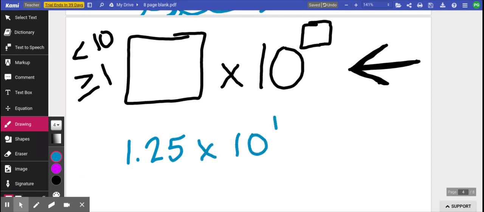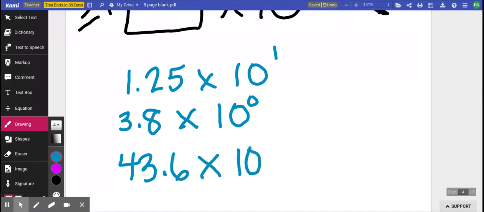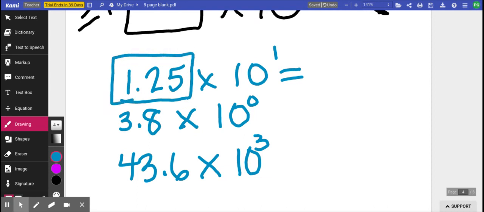(1.25 times 10 to the 1). 3.8 times 10 to the 0. 43.6 times 10 cubed. Let's look at these. This one, we're good. We've got our leading number that's less than 10, greater than or equal to 1. And if we simplified that, we're taking 1.25 times 10 to the 1. That turns into 12.5. That's the equivalent value. We're good.